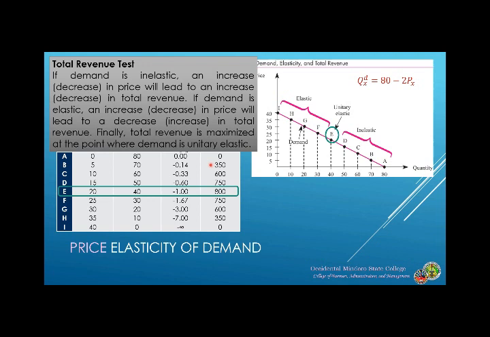Pero kapag elastic, pag elastic siya, an increase in price will lead to a decrease in total revenue. For example, si F. Nag-increase pa rin yung price natin ng 5 from 20 to 25, pero yung revenue natin, nag-decrease na siya from 800 to 750. Pero yung unitary elastic, diyan tayo nakakapag-maximize ng profit.